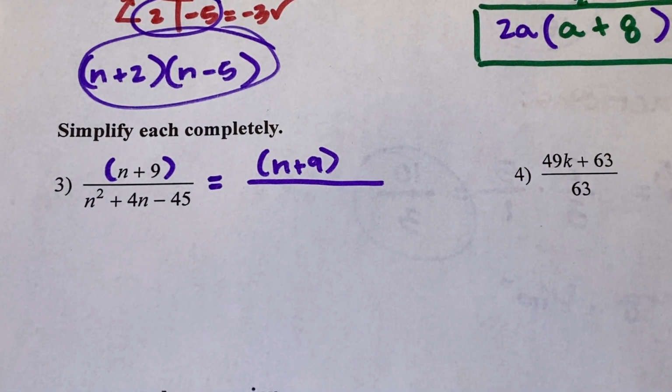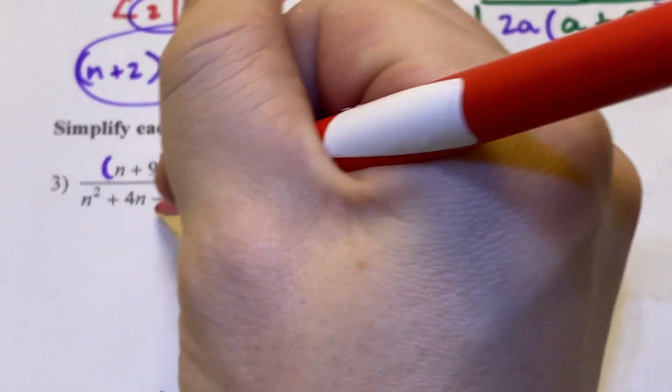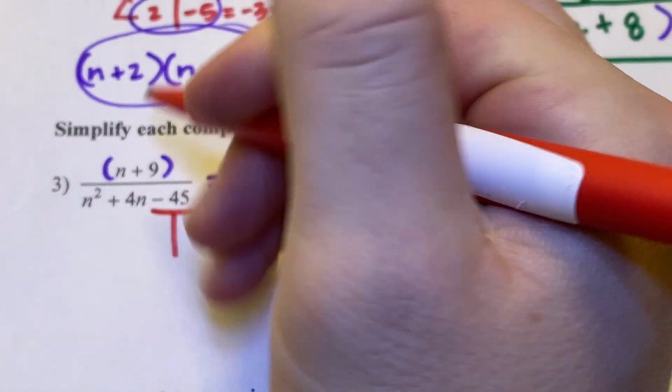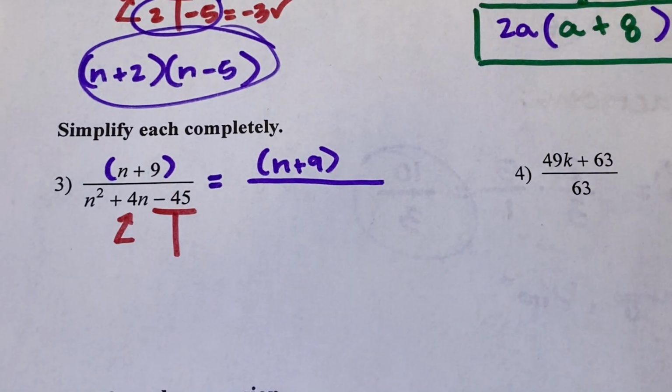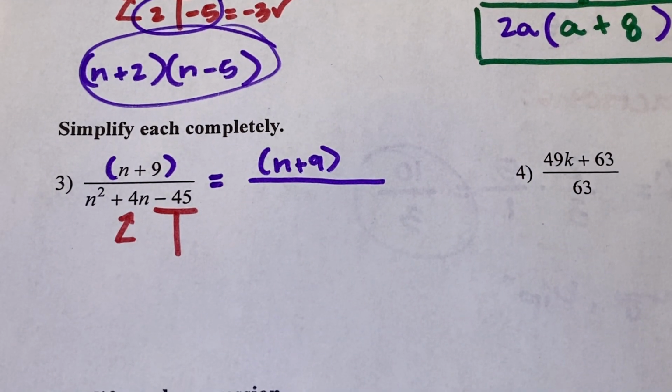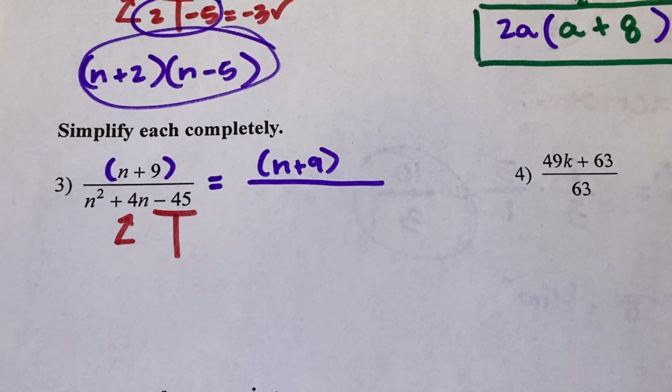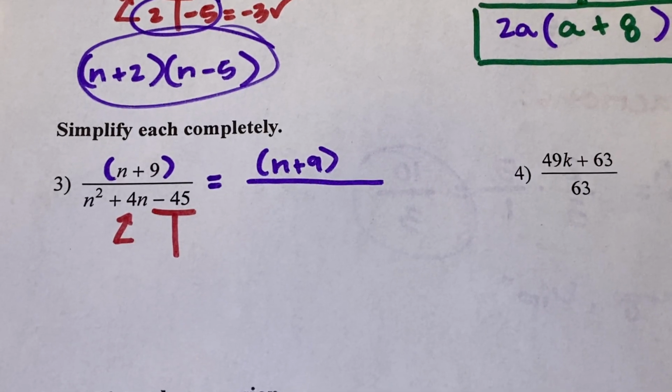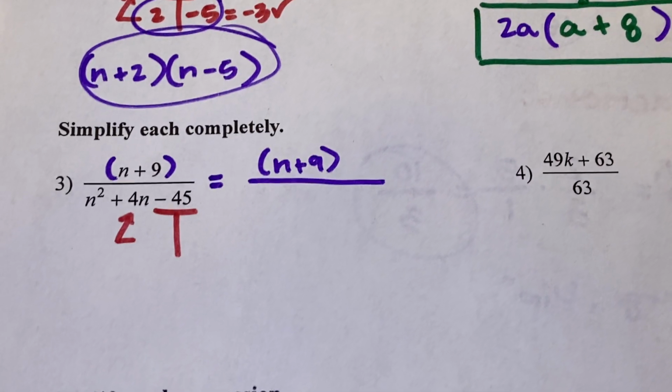Can we factor the denominator? Yes, we can play the number game with the denominator. What multiplies to negative 45 and adds to positive 4? Connor? 5 and negative 7? 5 and negative 7 would give me negative 35. You're so close. Oh, wait. 5 and negative 9. There we go.